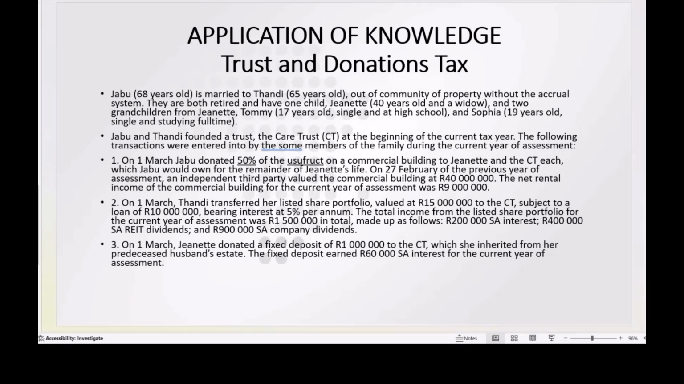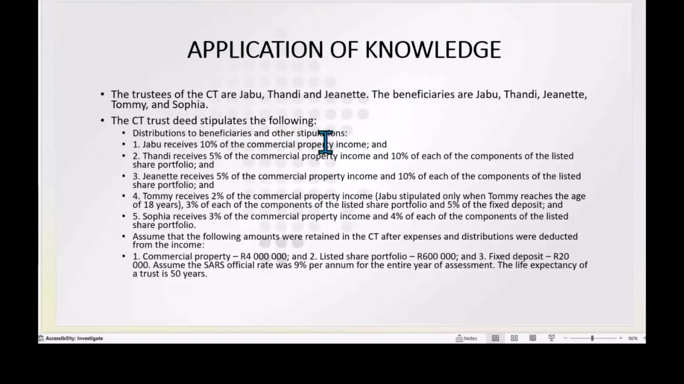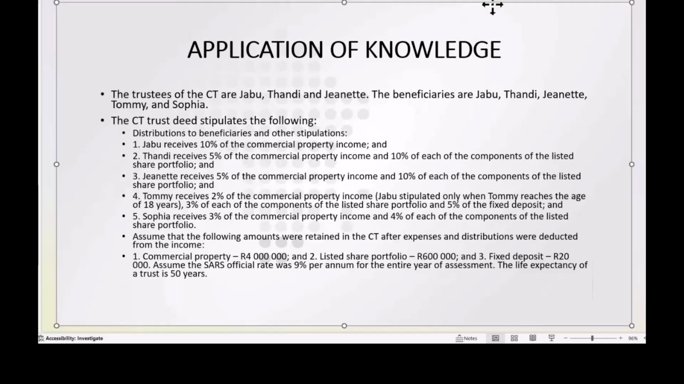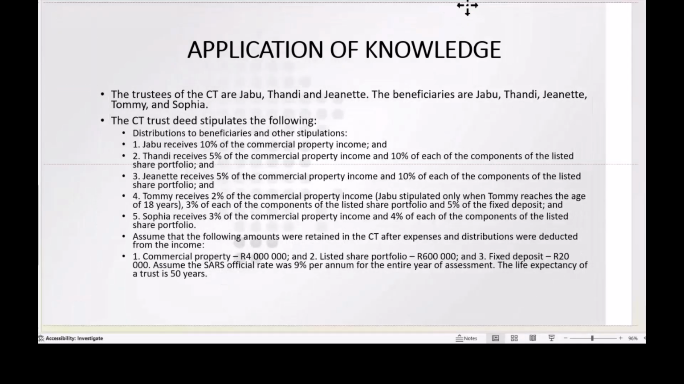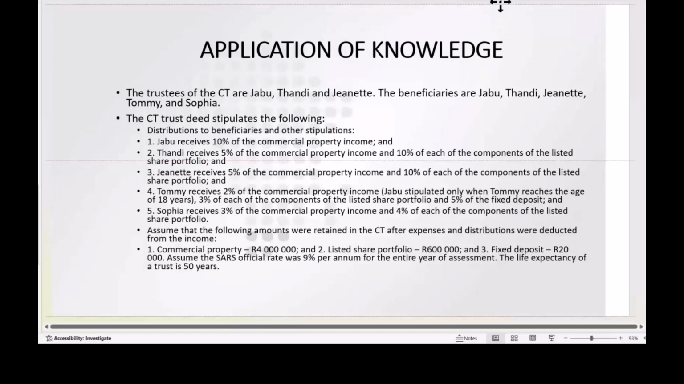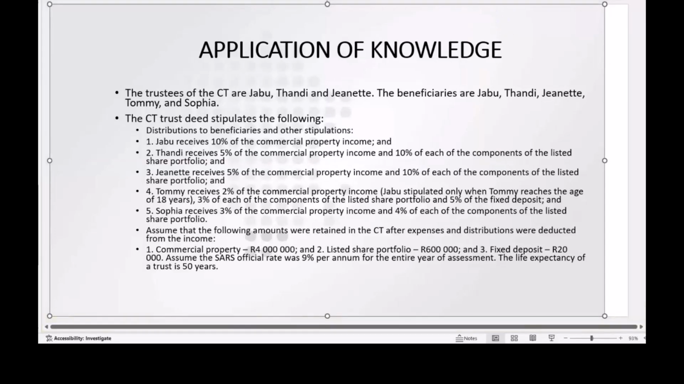Okay, then it's quite a lot of information. Let's go and look at the trustees. Then they tell us that the trustees of the CT are Jabu, Tandi, Janet, and the beneficiaries are Jabu, Tandi, Janet, and Tommy and Sophia. So remembering that Tommy is a minor and Sophia is no longer a minor, that's going to be important when we are answering the questions.